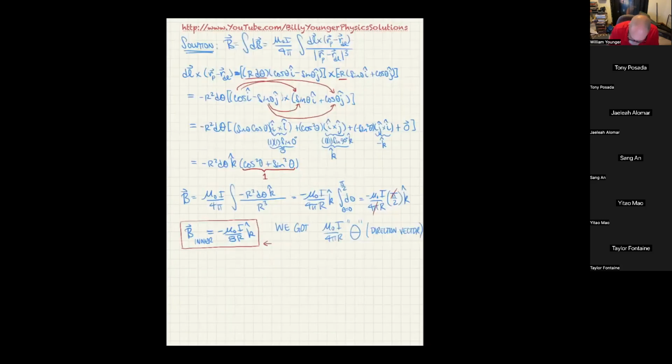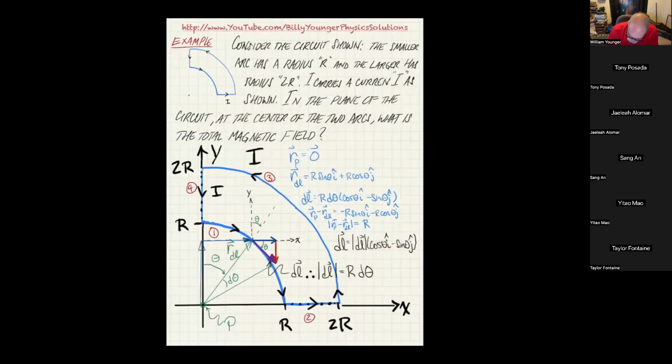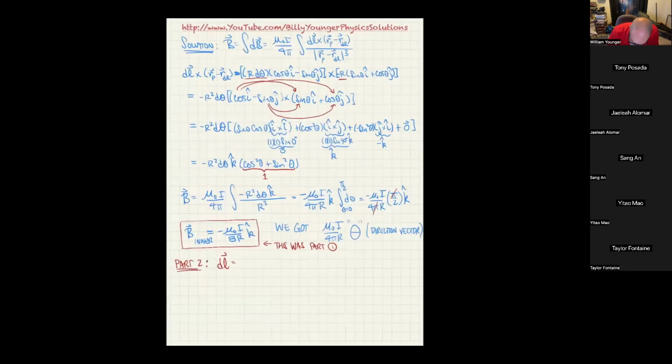So this was part 1. For part 2, notice dl vector, which is a vector that points along the wire in the direction of current. It has to point in the i hat direction because the current is going in the positive x direction. And its length would be just plain dx because we're lying right along the dx. Why wouldn't we use that? So it's going to be just dx i hat.